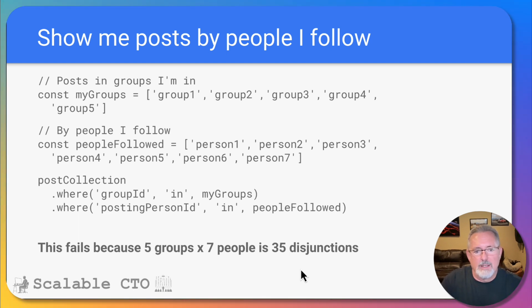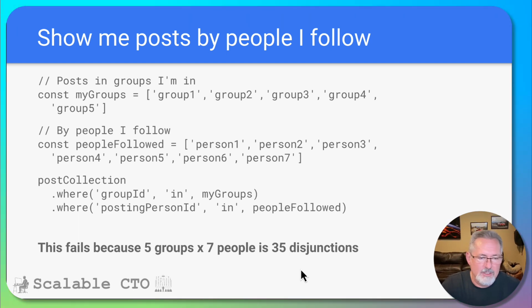So let's look at the real place that it breaks. Let's say that I want to see posts for all the people that I follow. So that means for the groups that I'm in, the posts in those groups that are posted by the people that I follow. So let's say I want to say where the group ID of a post is in one of those 5 groups, and the posting person is one of those 7 people. That's the set I want to get back. That's going to fail the 30 disjunctions limit because you multiply those together.